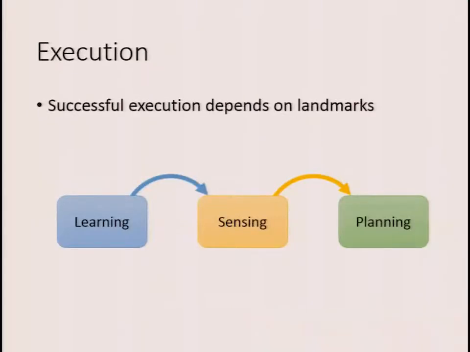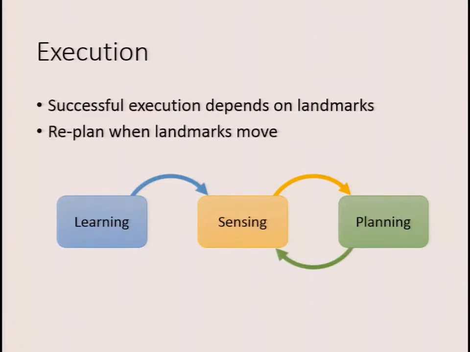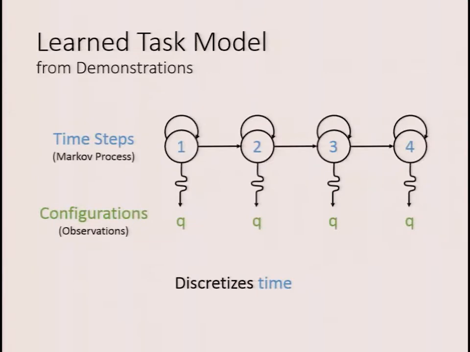To address the challenge of reacting to the movement of landmarks, we employ a closed loop that repeatedly senses these landmarks and runs the planning algorithm to maximize adherence to the task, conditional on the sensed landmark locations. The task itself is represented by a hidden Markov model, where states correspond to discrete time steps and observations correspond to configurations of the robot. This model can be thought of as a discretization of time in the form of a graph.